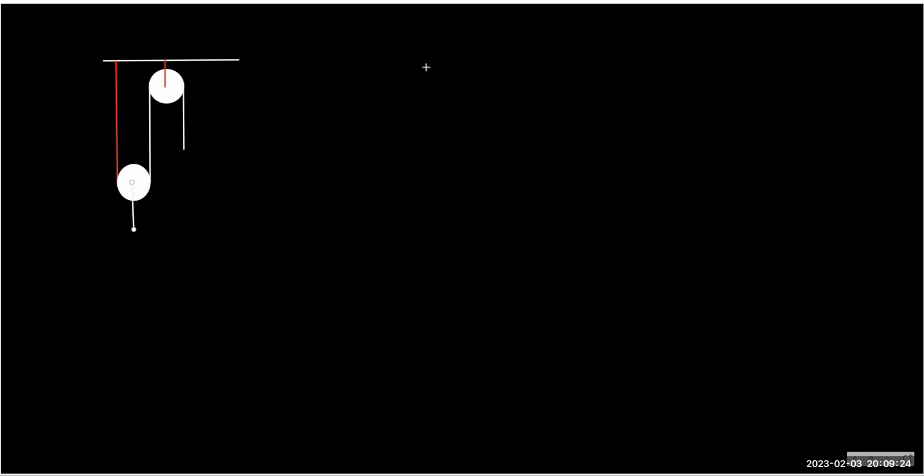So I'm taking a simple question here. I'll give you an easy question just to demonstrate. What will be the acceleration of the blocks? What is A1 and A2?